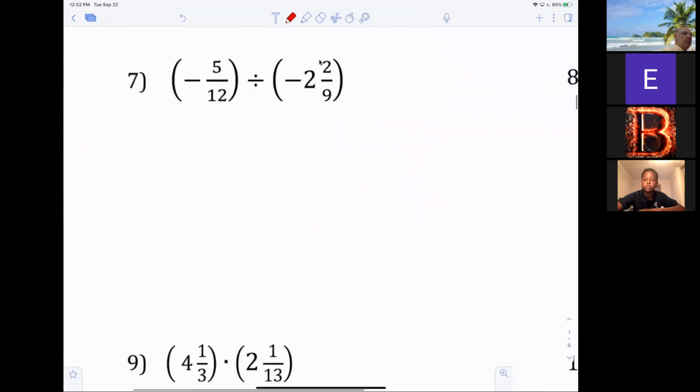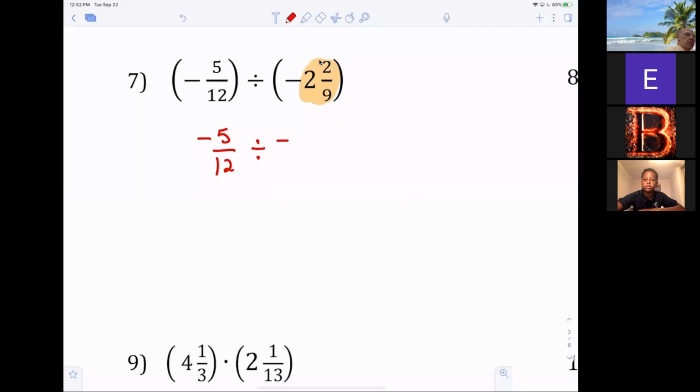Next. All right, now we go to division. Now division is the same as multiply by the reciprocal, but the first thing you're supposed to notice is we have a mixed fraction, so we need to turn it to an improper, right? So this is going to be negative 5/12. I'm just going to go ahead and write divided by, and now 9 times 2 plus 2 is 20 over 9. Now, does everybody notice the two negatives? The two negatives automatically make a positive. So I just go ahead and eliminate those. That way I don't have a problem.